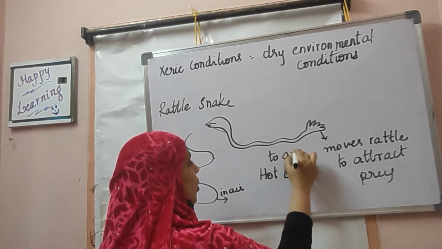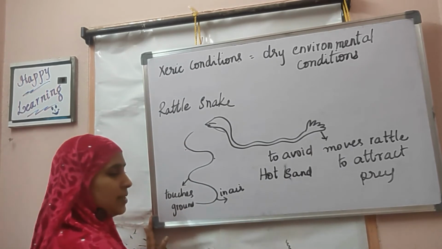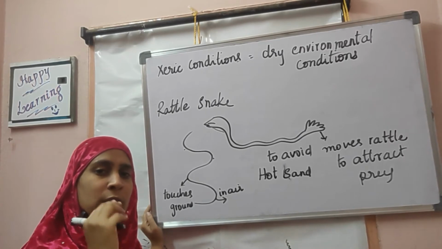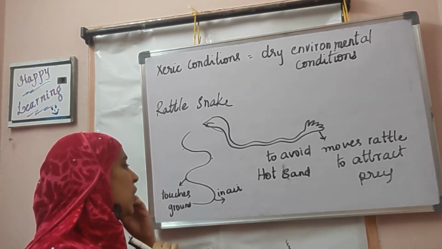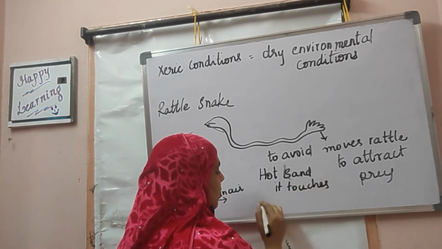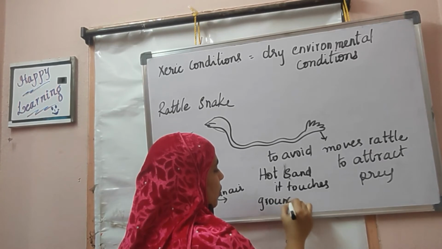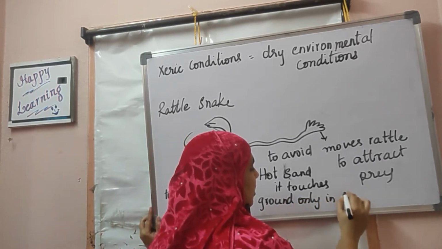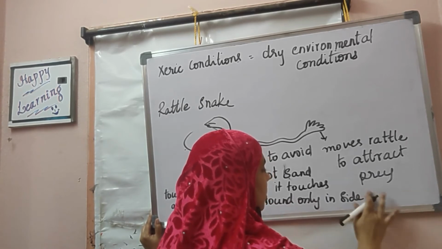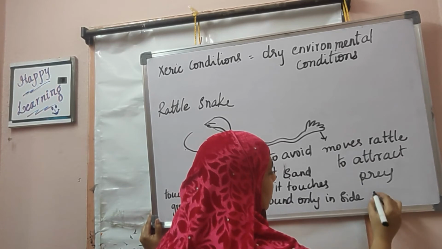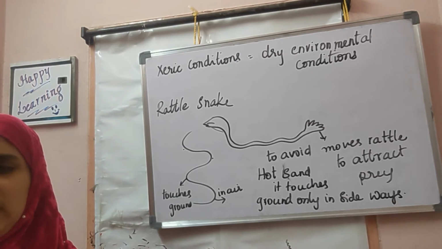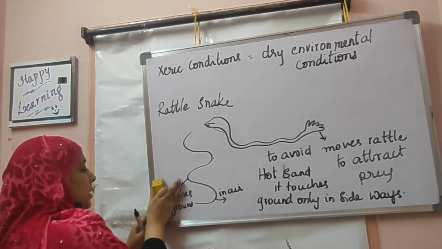To avoid hot sand, it touches the ground sideways. It does not touch its entire body on the ground. It touches the ground only sideways. Okay. To avoid hot sand, it touches the ground only in side ways, or sideways, you can say.